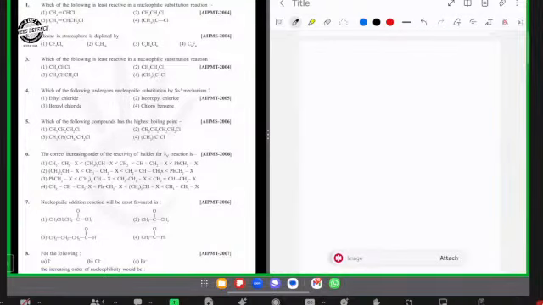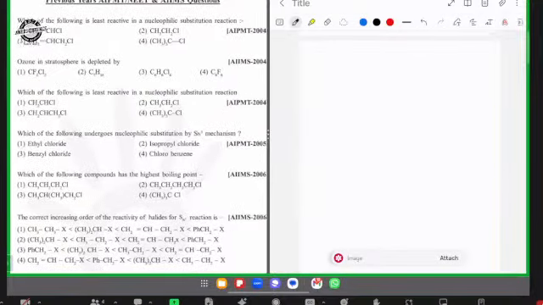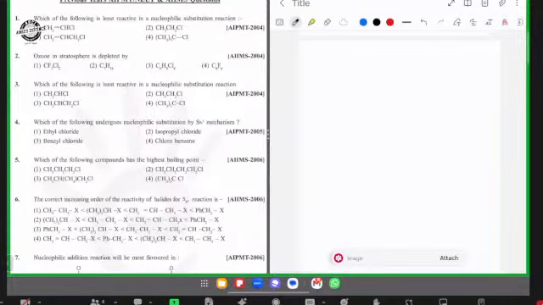Okay, the question is, first question, I'll zoom it. Which of the following is least reactive in nucleophilic substitution reaction?